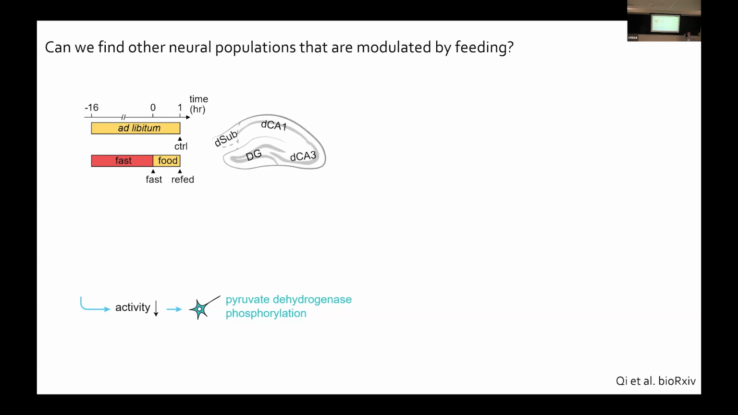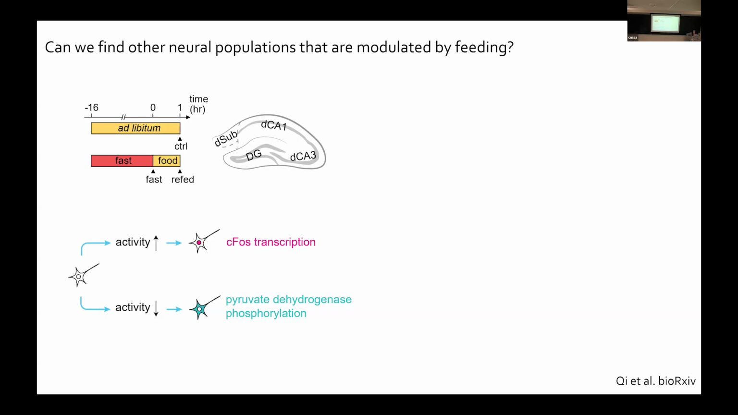And they did a screen for various reasons of neural activation in different parts of the hippocampus. There was some old literature on patient HM that he had trouble gauging how much he'd been eating. So they thought maybe hippocampus is involved in regulation of feeding. And they developed a method for labeling neurons that were activated or inhibited by feeding.